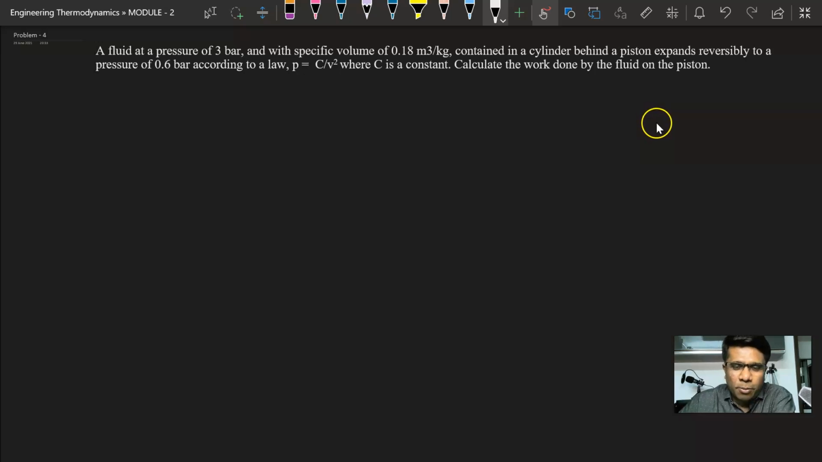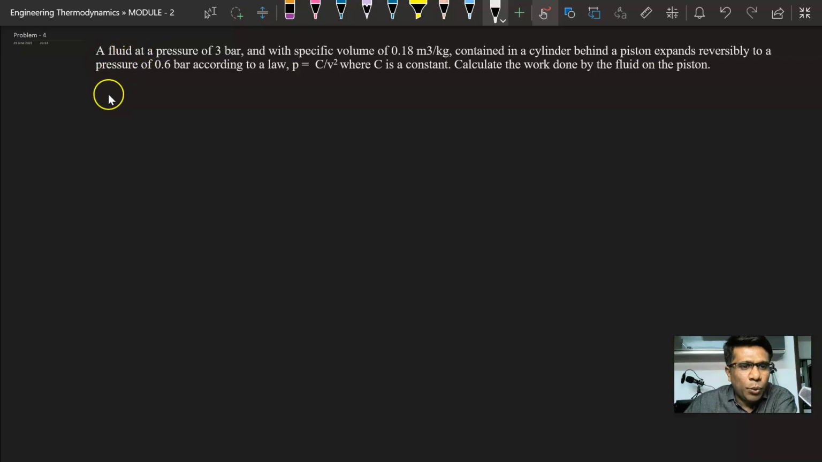Let us see another problem from the topic work done. A fluid at pressure 3 bar and with specific volume 0.18 meter cube per kilogram contained in a cylinder behind a piston expands reversibly to a pressure of 0.6 bar according to a law P equal to C by V square, where C is a constant. Calculate the work done by the fluid on the piston.